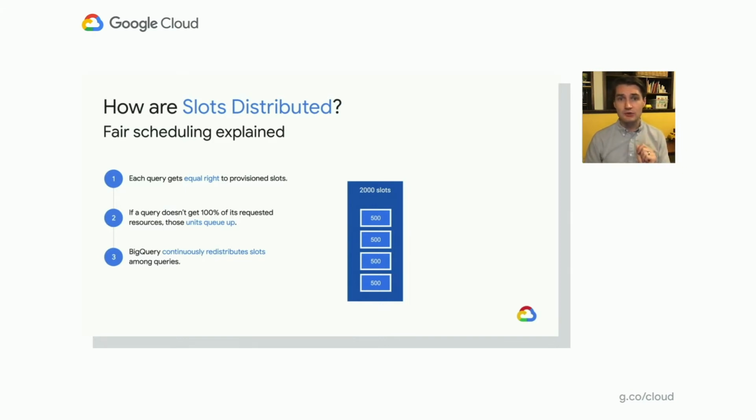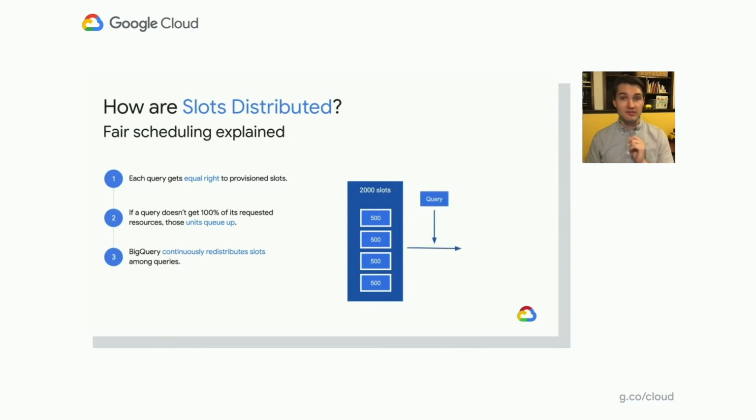So here on the right side, you'll see that the environment has 2,000 slots in total. And there's 4 queries running in there. And they're fairly large queries. So each one is asking for 500 slots, the maximum amount of slots. So our fair scheduler will actually give each query 500 slots.